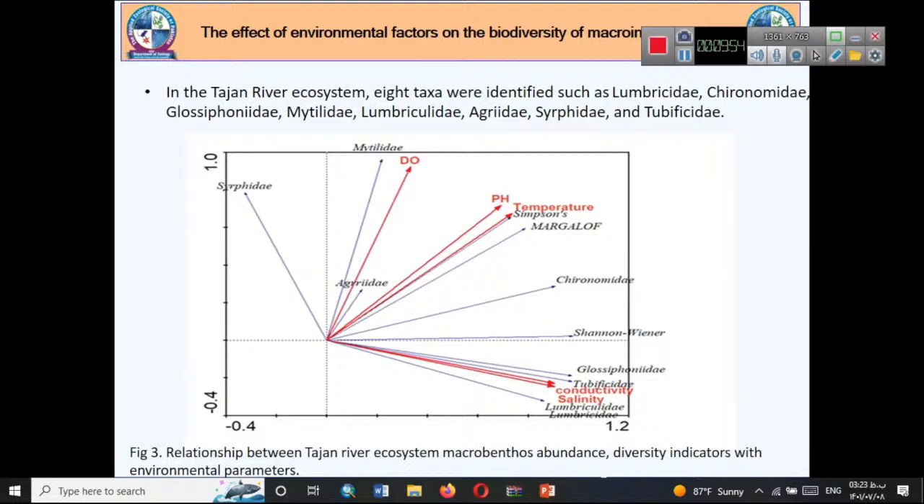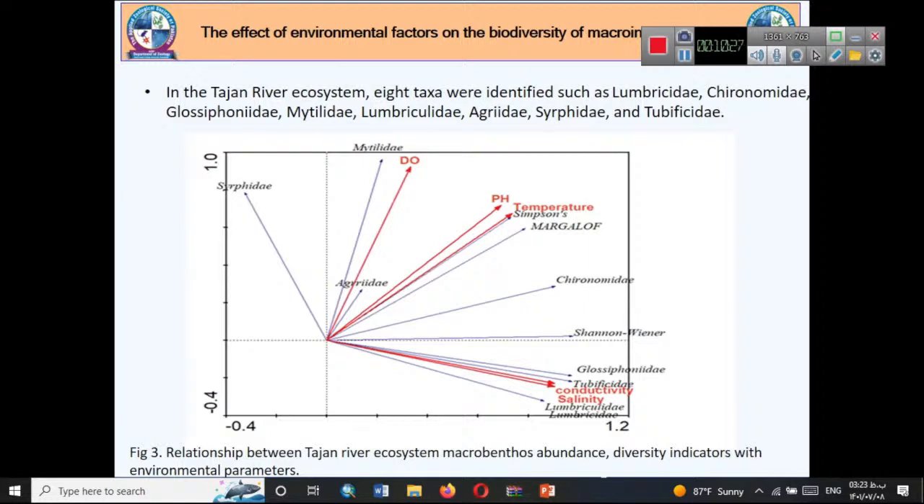Shannon Wiener index both positively correlate with electrical conductivity and solvency. In addition, the frequency of Lambercolide and Lambercide families was positively correlated with conductivity, and dissolved oxygen was clearly identified as the first important environmental parameter.